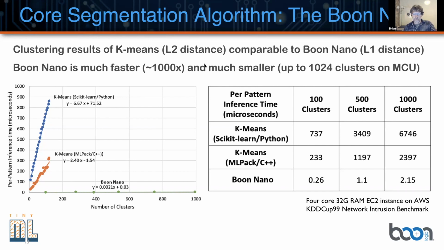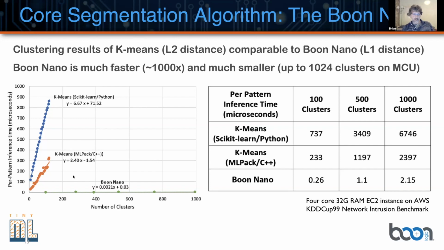The Boon Nano is much faster than k-means. It's roughly 1,000 times faster on a comparable platform, and also much smaller in terms of the models that it builds. And so we can actually get up to 1,024 clusters on a microcontroller. You can see the inference time here shown. This was done on an AWS EC2 instance.